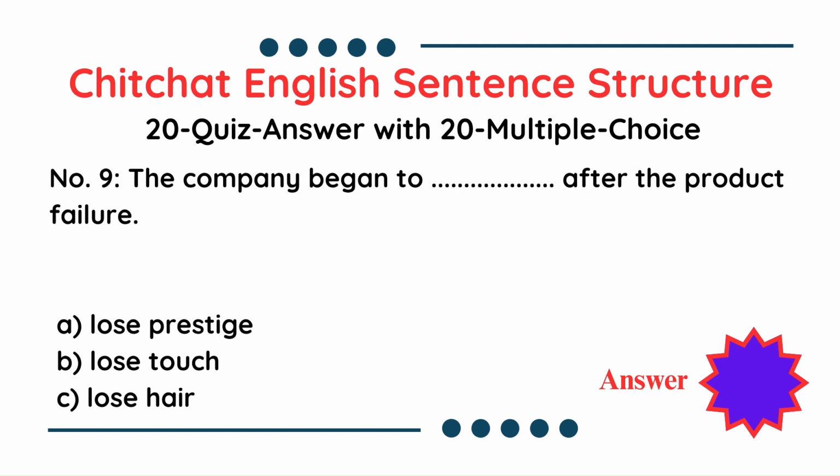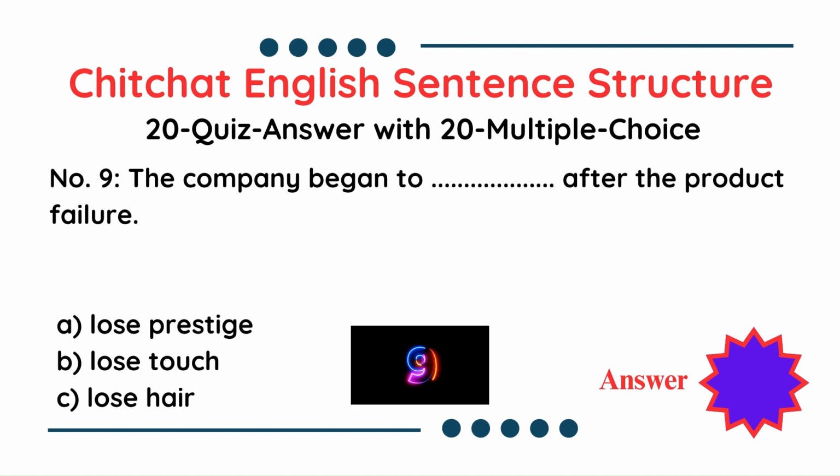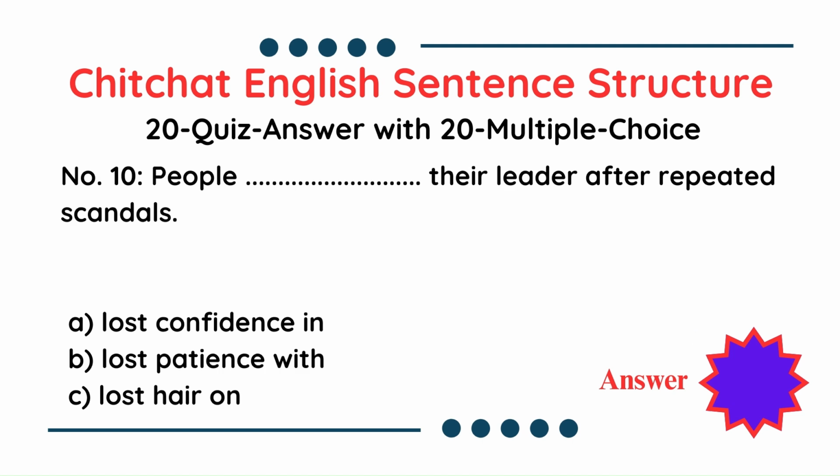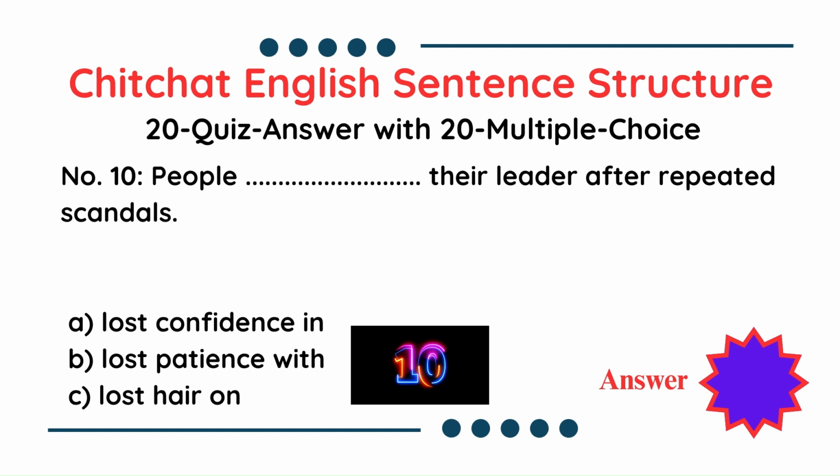Number 9. The company began to, after the product failure. A. Lose prestige. B. Lose touch. C. Lose hair. Letter A. Number 10. People their leader after repeated scandals. A. Lost confidence in. B. Lost patience with. C. Lost hair on. Letter A.